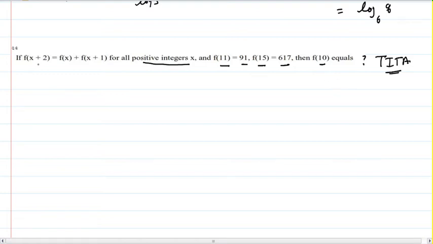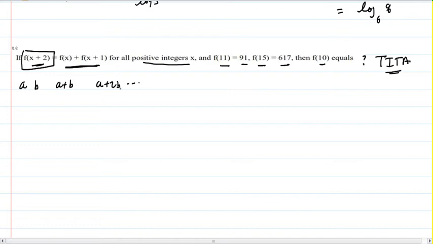What I notice here is this tells me the current value of the function is equal to the addition of the previous two values of the function. This sounds familiar. This sounds like a Fibonacci series. In a Fibonacci series, if the first term is A, second term is B, the next term must be A plus B, the next term must be A plus 2B, and so on and so forth. You keep adding the previous two terms to generate the next term. That is exactly what the equation says: f(x+2) is equal to f(x) plus f(x+1).